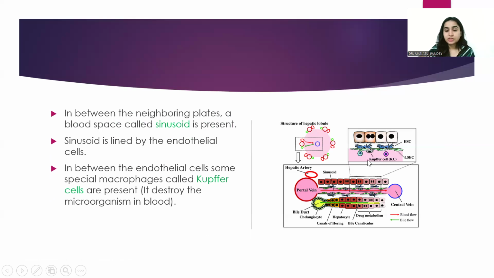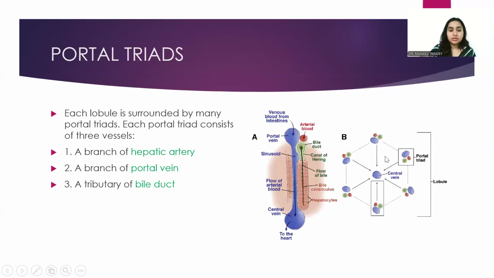Now the portal triads. Each lobule is surrounded by many portal triads, and each portal triad, like the name says, comprises three vessels. One is a branch of the hepatic artery, a branch of the portal vein, and a tributary of the bile duct. Here this is the hepatic artery branch, this is the portal vein, and this is the bile duct.